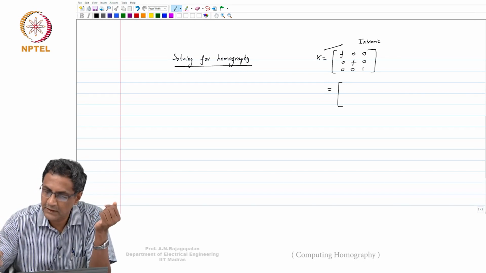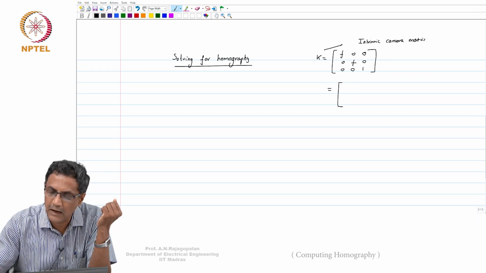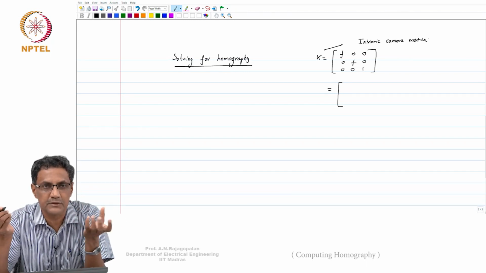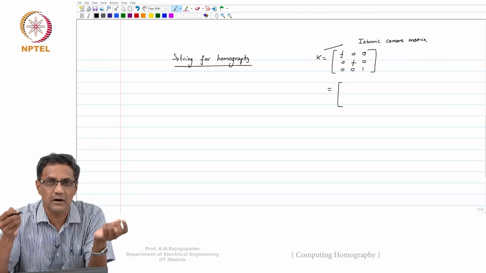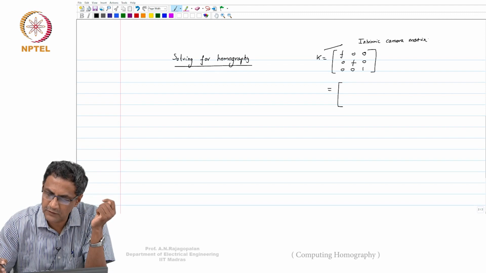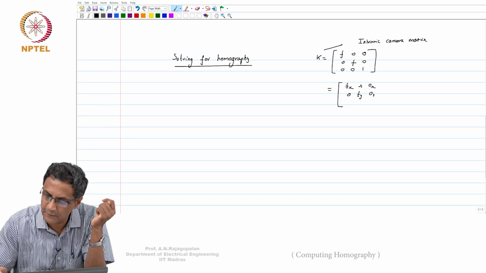The other one that you had, which involved R and T, which was the camera motion, is called the extrinsic camera matrix, because that is not inherent to the camera. You can take a camera and move it the way you want. So it's extrinsic. This is intrinsic. So in reality, what you really have is something like fx, s, ox, then 0, fy, oy.